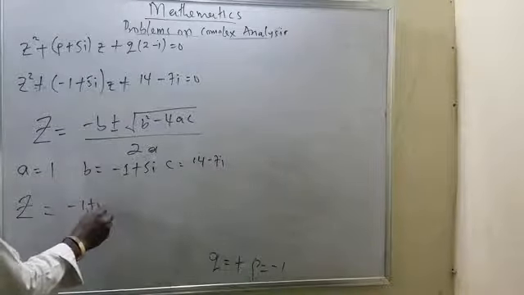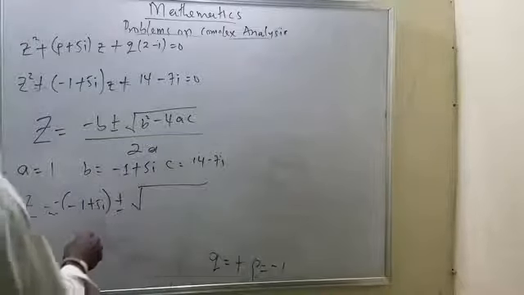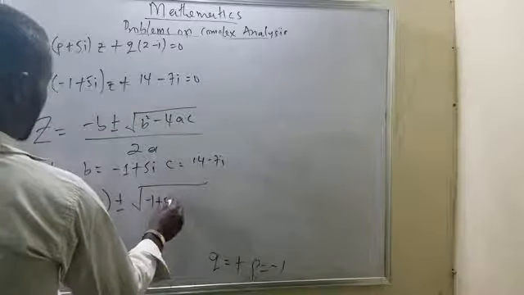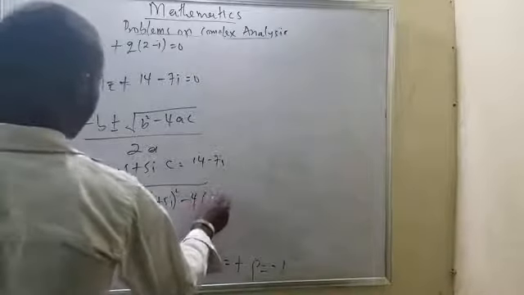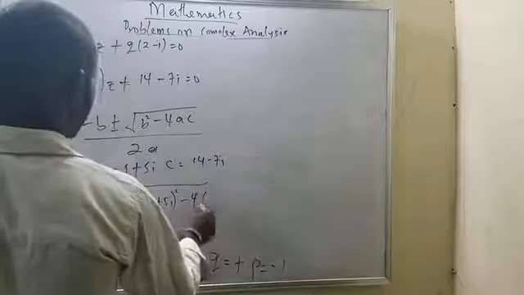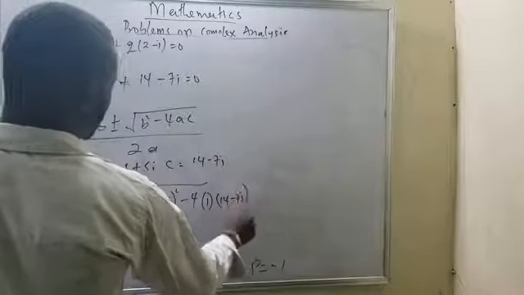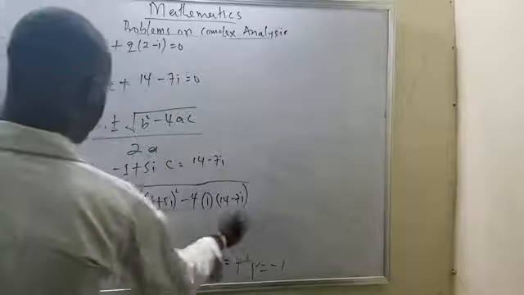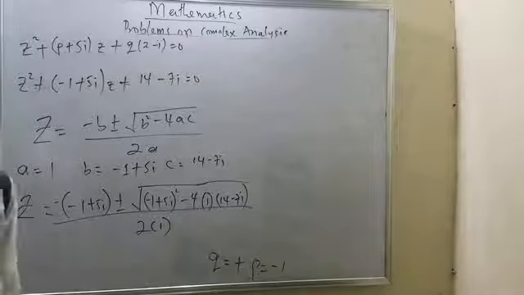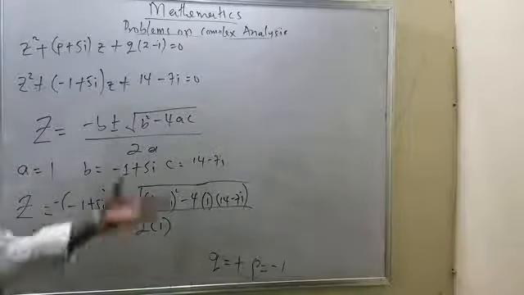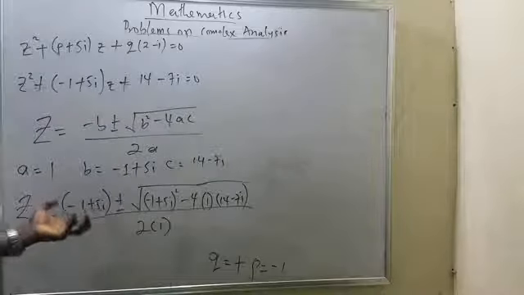Minus of minus 1 plus 5i, plus or minus root of minus 1 plus 5i all squared minus 4 bracket of 1 bracket of 14 minus 7i, and all divided by 2 bracket of 1. By so doing this, you will generate your roots without any problem. I would love if you can do that. We don't have the time because my time is fast spent here. Please generate your second root.